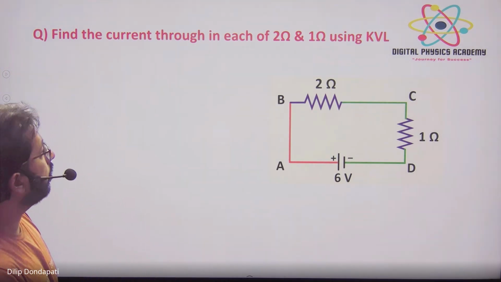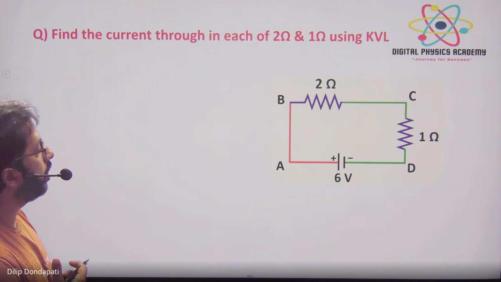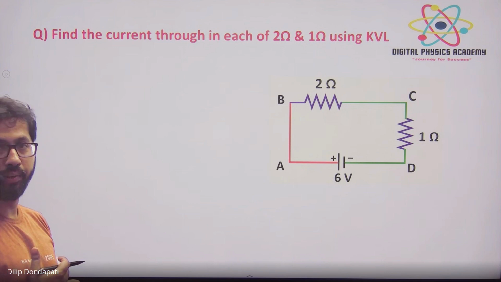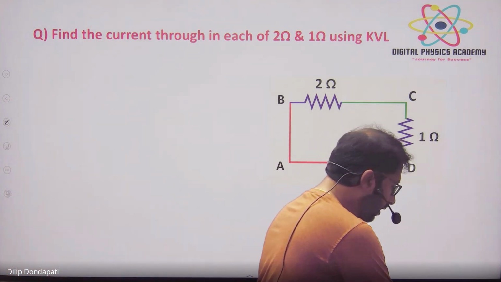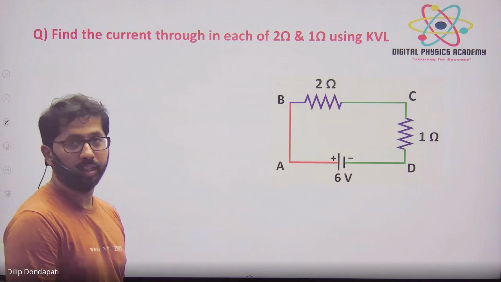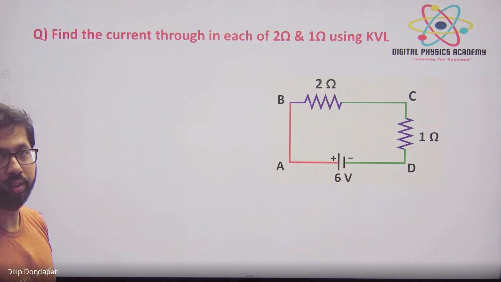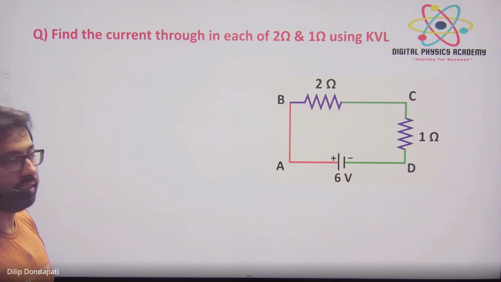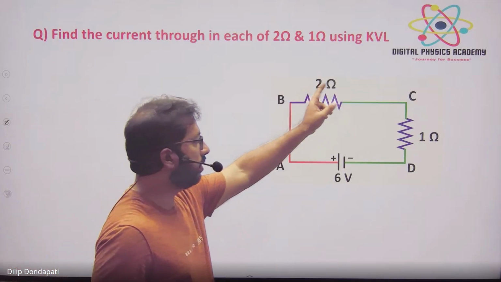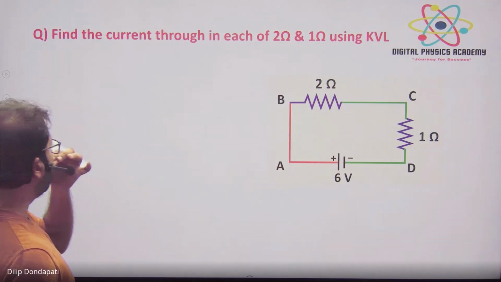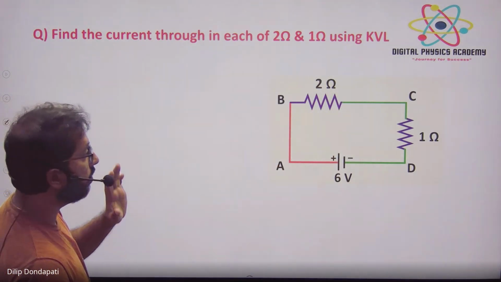Find the current through each of the following, like 2 ohms and 1 ohm, using KVL. See, I took a simple circuit. Why? Because you can directly tell the current to get the same answer. This is a series circuit, two resistors are in series. Find the current. 2 amperes, because 6/3, right? 2 amperes. Now by using KVL we have to do it.